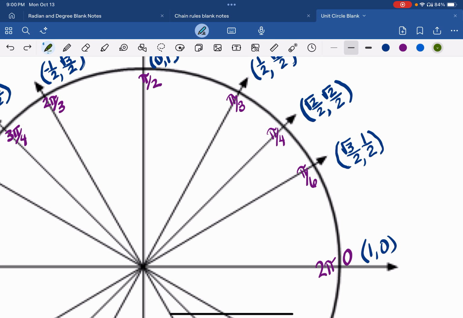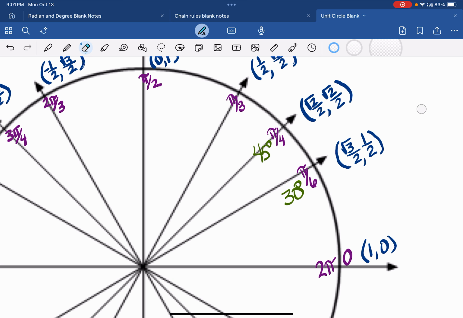So if you look around the circle, we'll start at pi over 6. Think about it like this. If I plug in 180 degrees for pi, and I divide that by 6, I get 30 degrees. So pi over 6 is the same thing as 30 degrees. Okay, so now at pi over 4, same thing. If I take 180 degrees and divide that by 4, I get 45 degrees. So pi over 4 is 45 degrees.